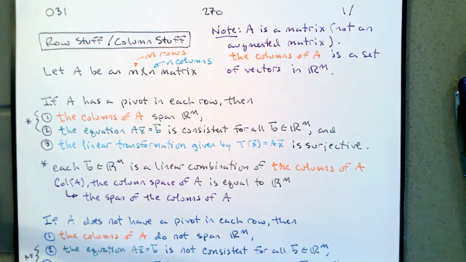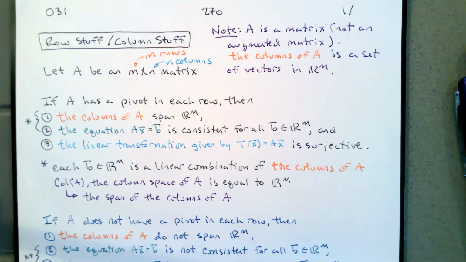Today, I wanted to make a quick video about what I call row stuff and column stuff. We're going to start with an M by N matrix, that is M rows and N columns. Let's note that A is a matrix, not an augmented matrix. A is a matrix. The columns of A form a set of vectors in Rm.